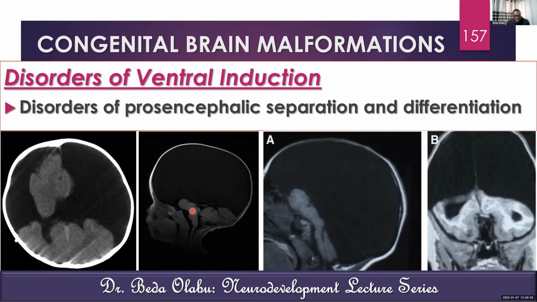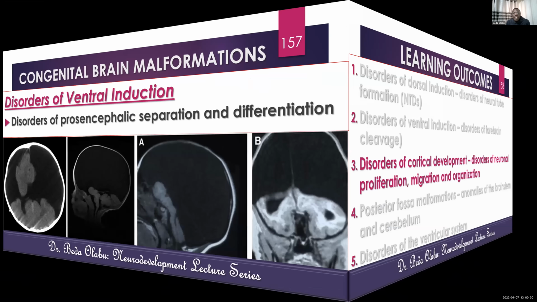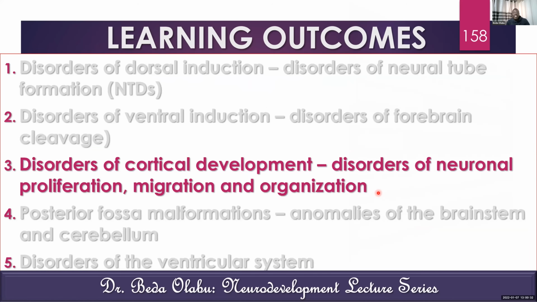Look at that. This is the midbrain, that is the pons, that's the medulla oblongata. This is the thalamus, that is the cerebellum. That's the tentorium. Here we see just a small part of the occipital lobe, but the rest we don't see anything. It's just water, similar to that one. So this is hydranencephaly. Those are disorders of ventral induction, disorders of cleavage. Now we can talk about disorders of cortical development.